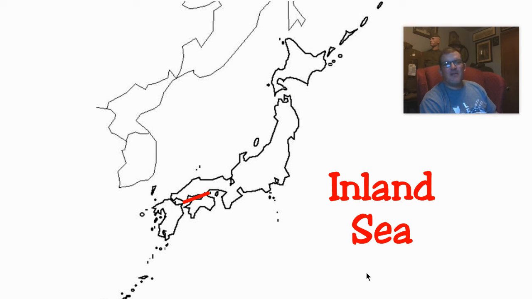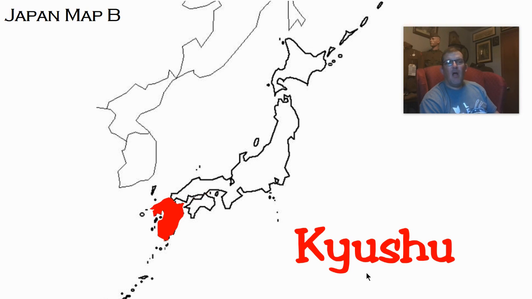Next, we have the Inland Sea, which is represented by this little red line right there. A very important water in Japan, although it's obviously one of the smaller ones on our map. Okay, the very famous Inland Sea. All right, now we're shifting over to map B.